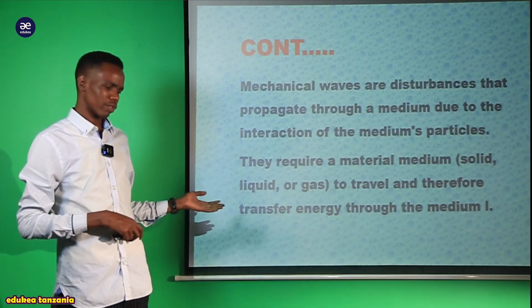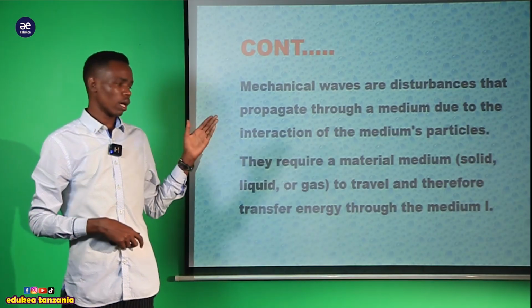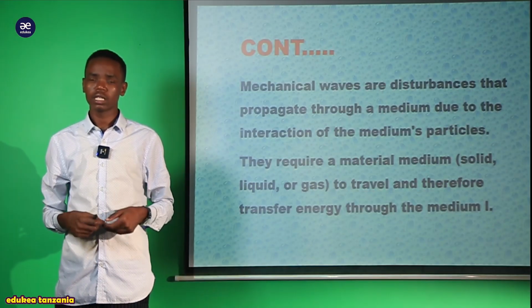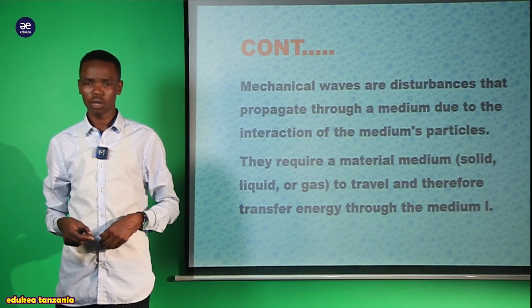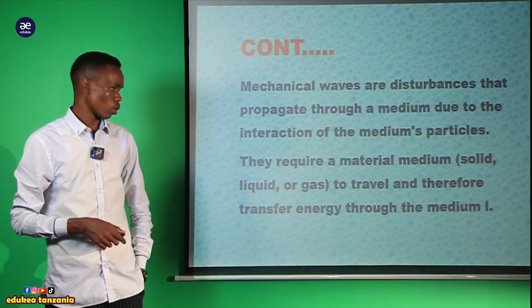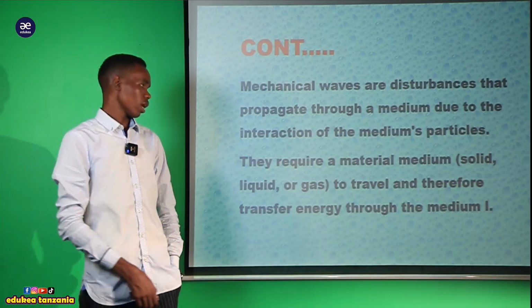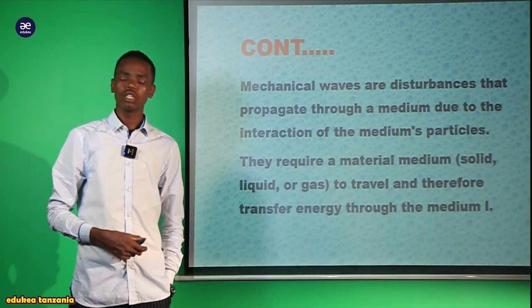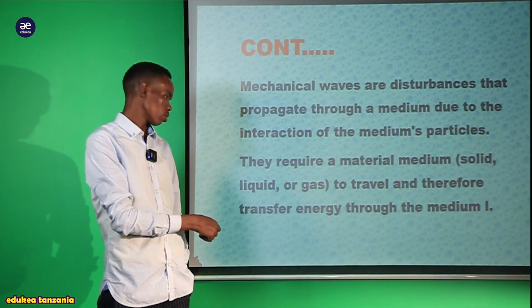For instance, we have water waves. Water waves are an example of waves that require a medium to propagate through the equilibrium position. That is what we have been told. So let us read this statement again. We have been told that they require a material medium such as solid, liquid, and also gases.